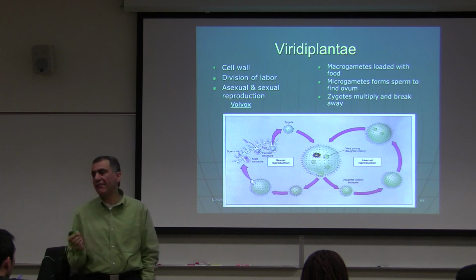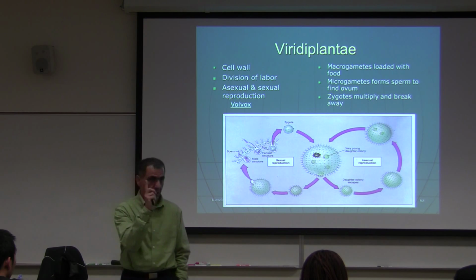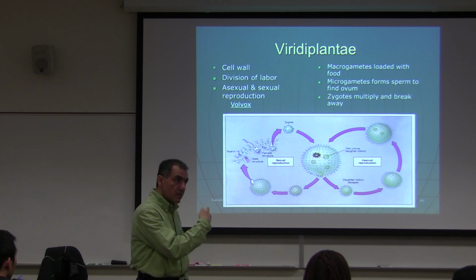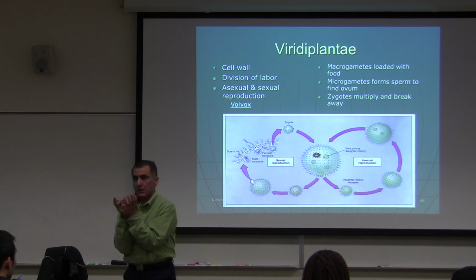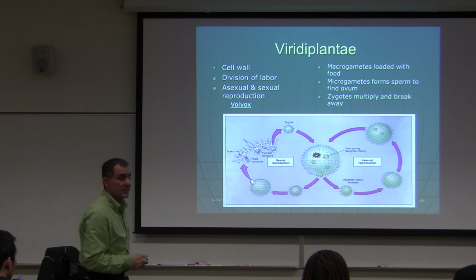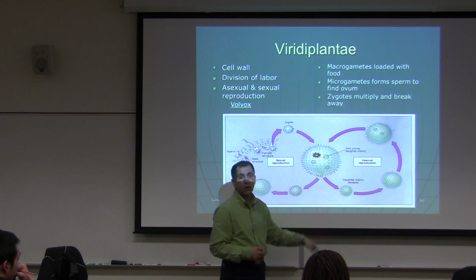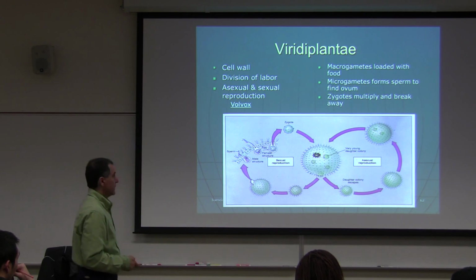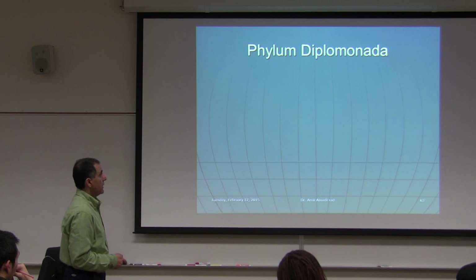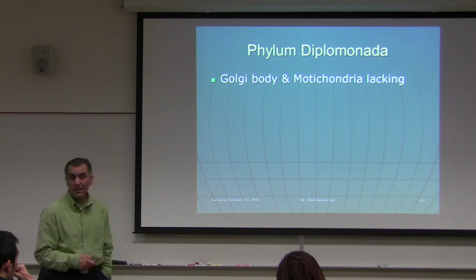So far, whatever I talked about, as far as Protista goes, they're unicellular, except this one. This one is multicellular, and it's a colony of cells, okay? And the cells, when they do photosynthesis, are called vegetative cells. And the other cells, sperm and egg, are reproductive cells. Phylum Diplomonada: Golgi bodies and mitochondria are lacking.